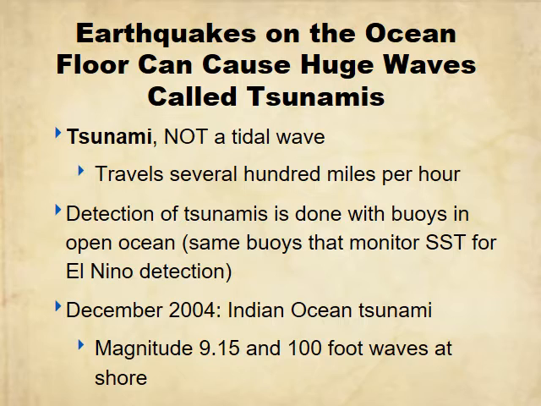So earthquakes on the ocean floor can cause huge waves called tsunamis. These are not tidal waves. They have nothing to do with the tides, which have to do with the gravitational pull of the moon and the sun. So detection of tsunamis is done with buoys in open ocean. These are the same buoys that monitor the sea surface temperatures for El Nino.